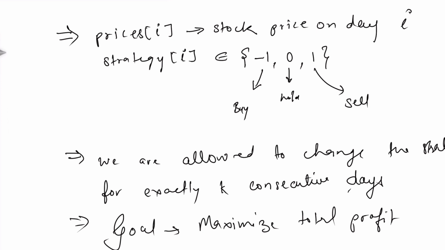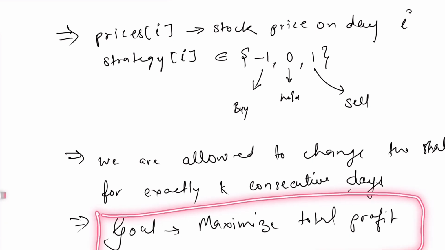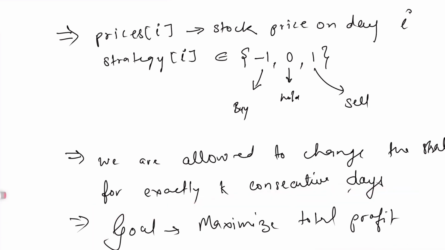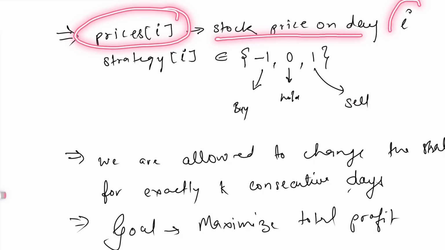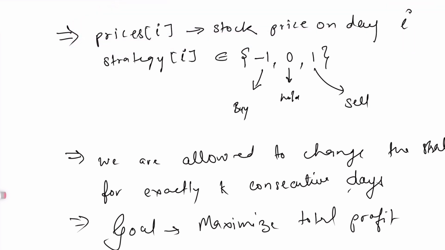I hope you understand what we have been given and what our goal is. Our goal is to maximize the total profit. What we have been given are prices, and each price is the stock price on day i. We also have a strategy, and this strategy consists of what?